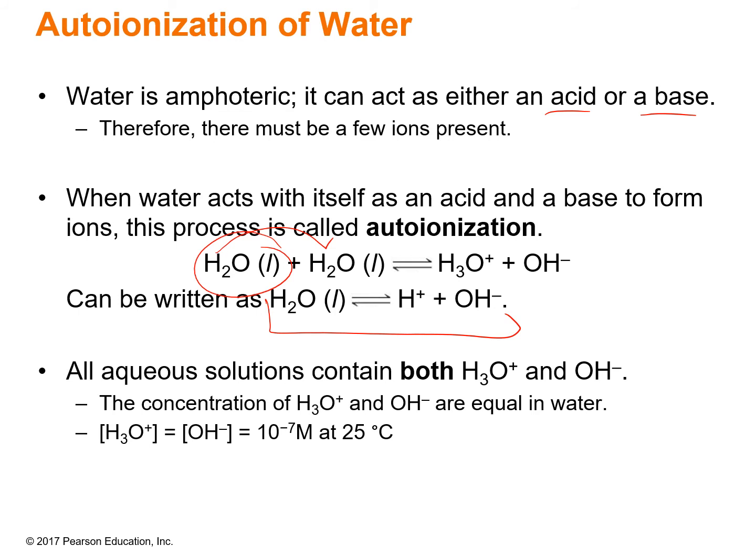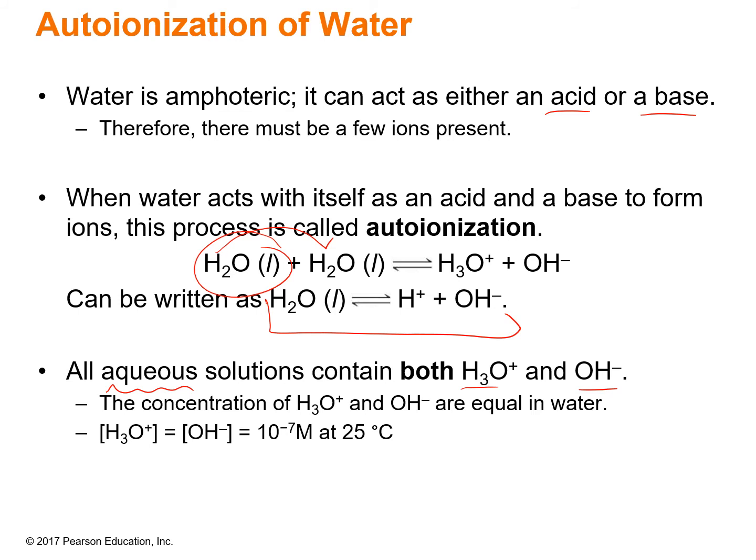All aqueous solutions contain both hydronium and hydroxide. Why? Because all aqueous solutions contain water. Very important: you can have solutions that don't have water in them. However, if you have an aqueous solution, that means you do have water, and since water autoionizes, you will always have hydronium and hydroxide.